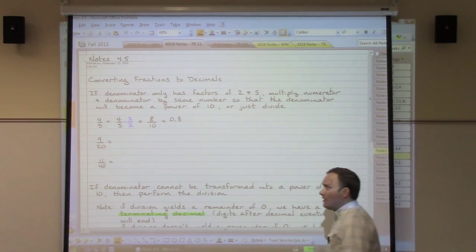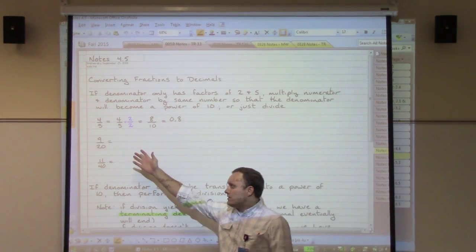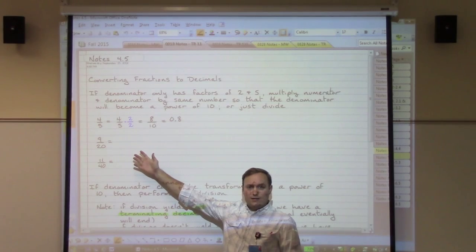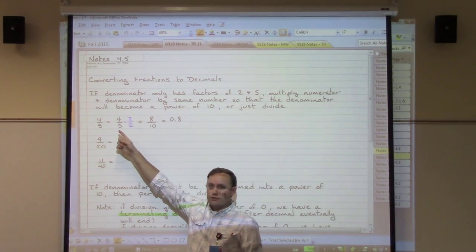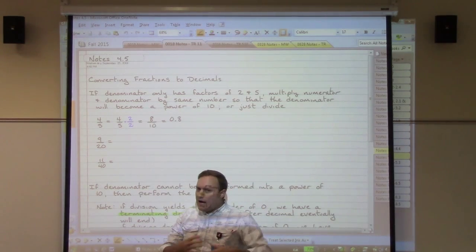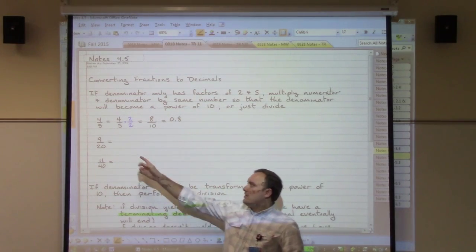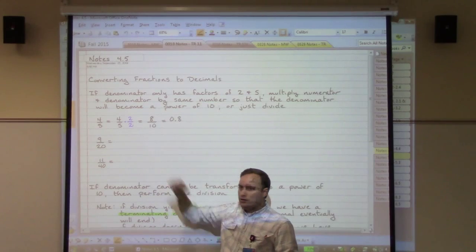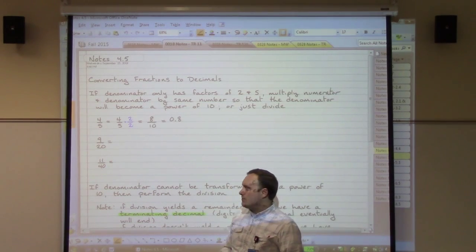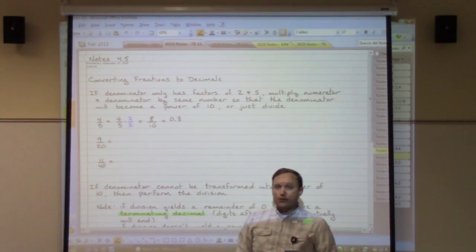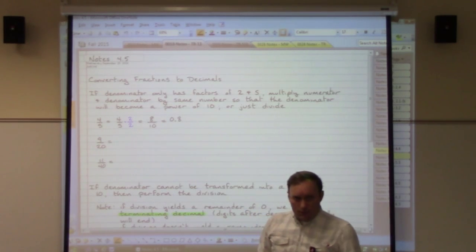If you do not like being clever, you could just as easily do these examples here by working out a division problem. 5 goes into 4, work that out, put in the decimal point, put in extra zeros. 20 goes into 9, 40 goes into 11. So you can do this with a more traditional sort of division problem, or you can be a little bit clever.